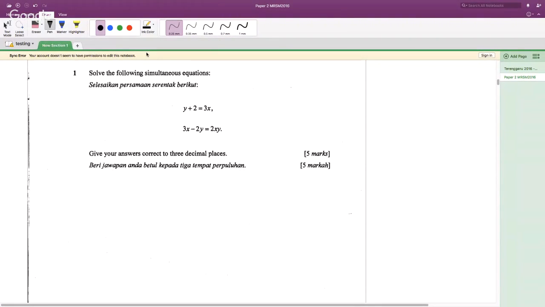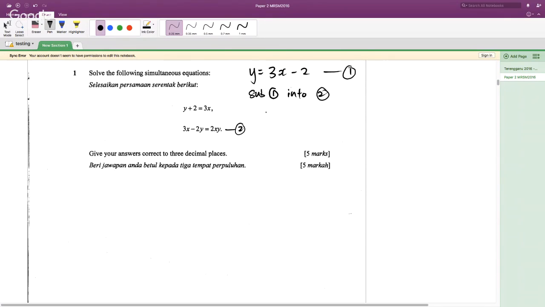Okay, so yeah, for this question, we will make y the subject rather than x, because if you make x the subject over here, you will get a fraction. So making y the subject is very easy. I will say y equals 3x minus 2. This one will be my first equation. All right, and then what I do next is I will substitute into my second equation. So I will say sub my first equation into my second equation.